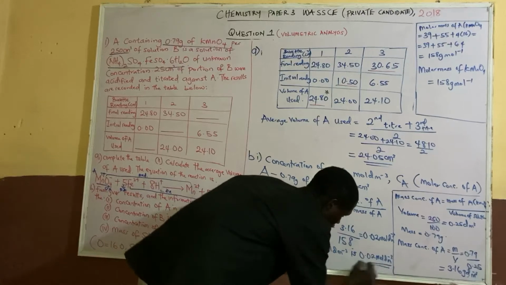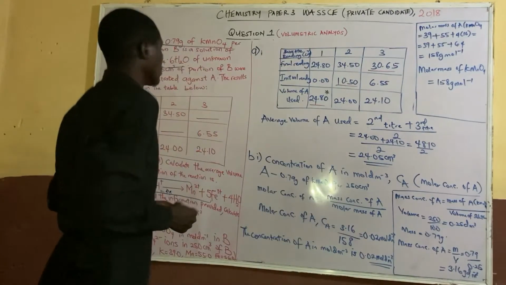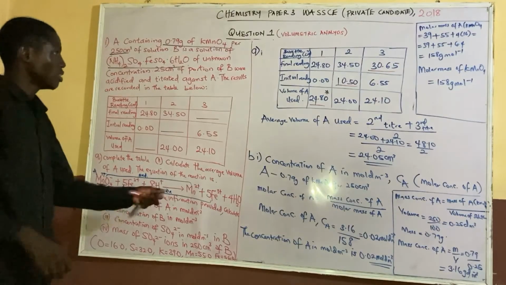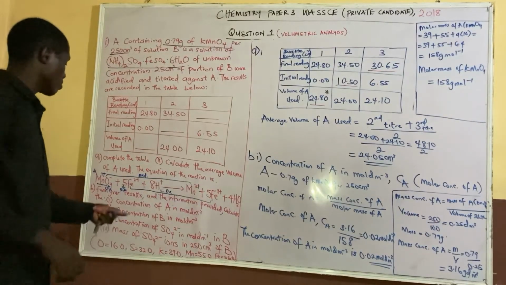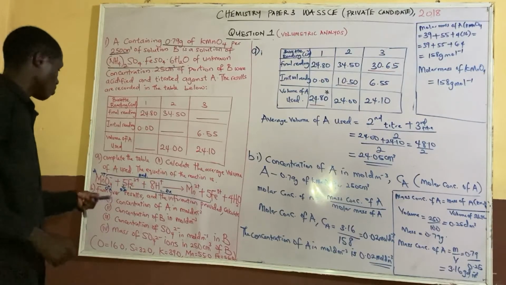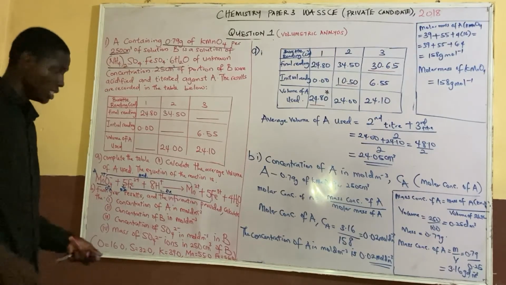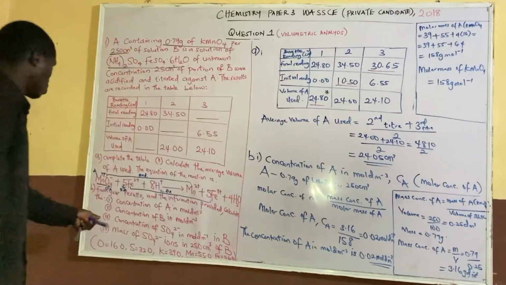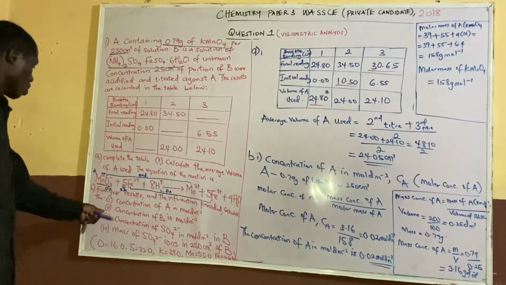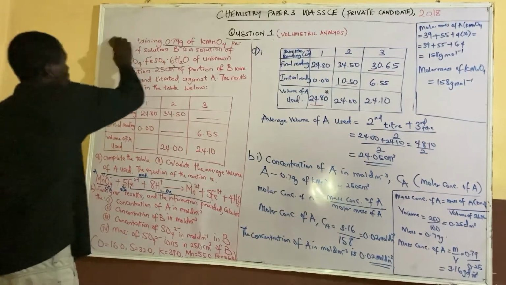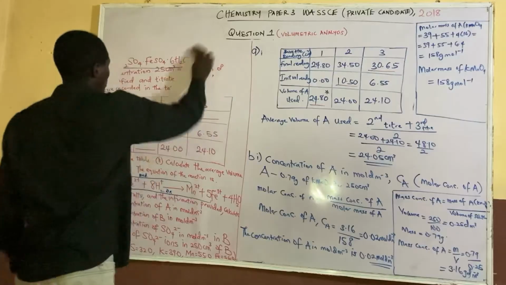Please note that's how we get the answer to the first question under B, number one of B. And let's proceed to number 2 of B.